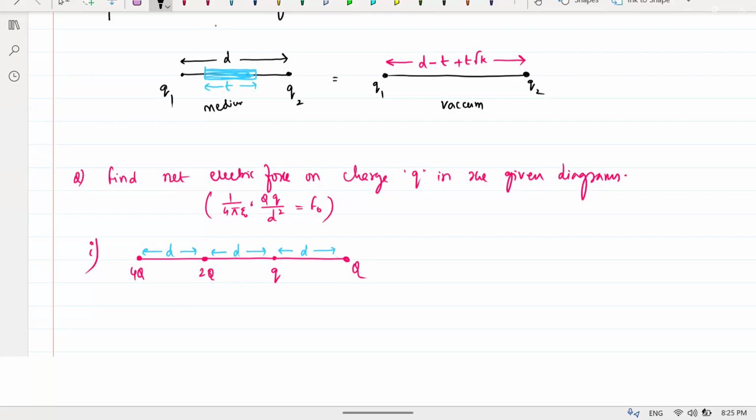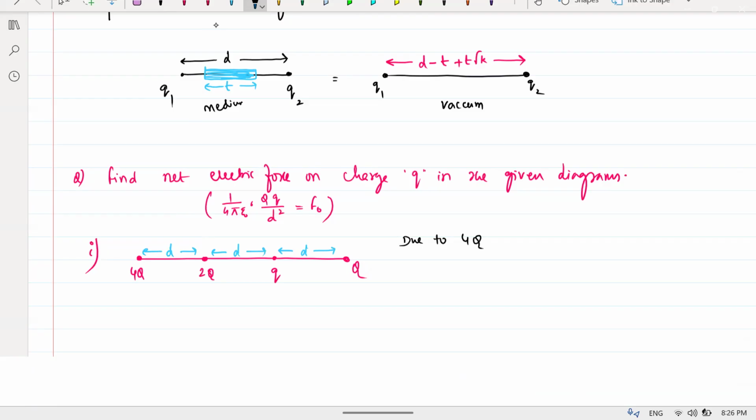What is the electric force on small q due to 4q? Then what is the electric force on q due to 2q? First one, due to 4q. In which direction will it exert the force? What is the problem asking? Find the net force on the charge q. Small q is our reference. That means 4q is exerting force on small q, 2q is also exerting force on small q, and capital Q is also exerting force on small q.